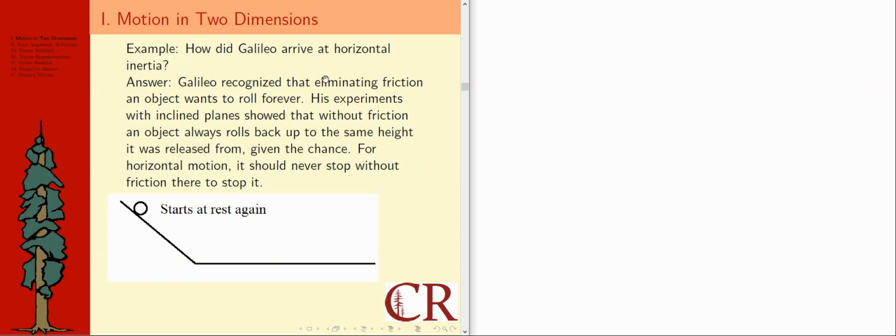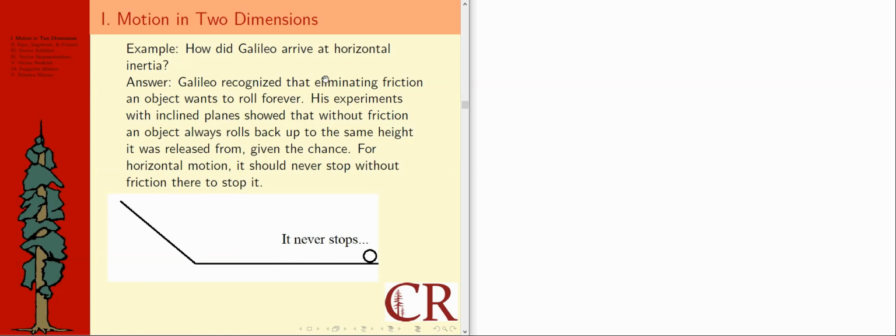But he reasoned that if the drag forces were not there, if this ball is trying to get to that same height, that's one way of thinking about it, it's trying to get back to that same height, it would just keep going forever in an attempt to do that. And in that sense, it would never stop.